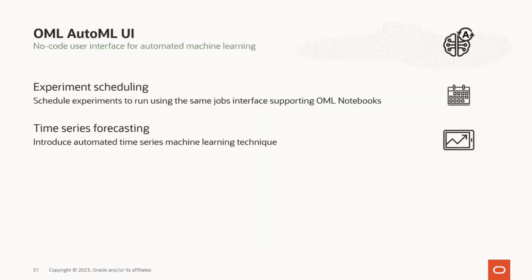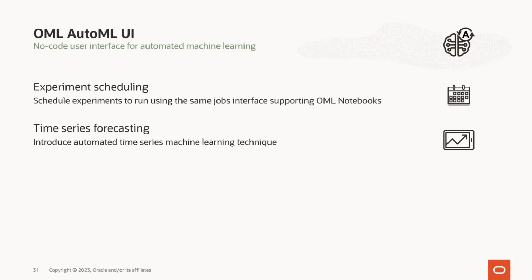Let's touch on enhancements to the AutoML UI. First is experiment scheduling. OML Notebooks currently supports defining jobs to schedule the running of notebooks, and the same capability will be made available for AutoML experiments.